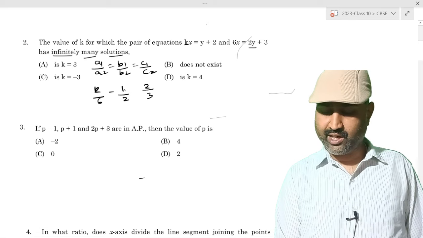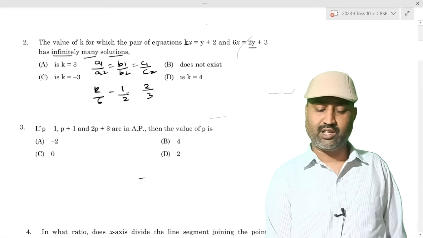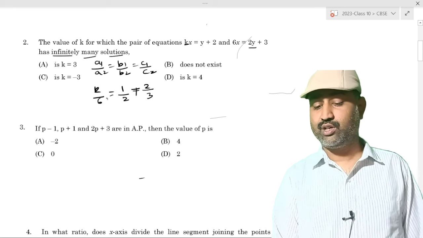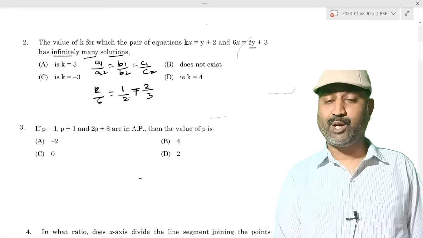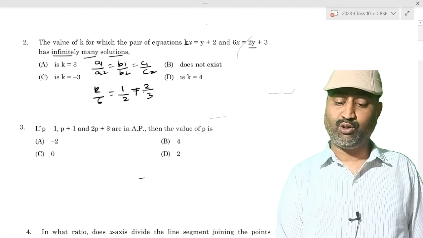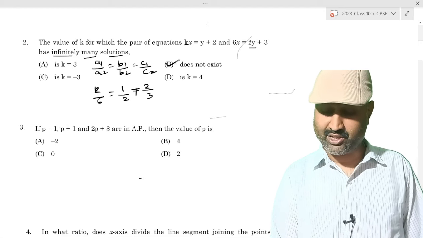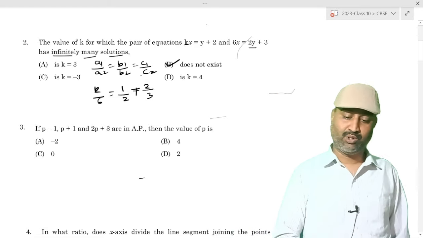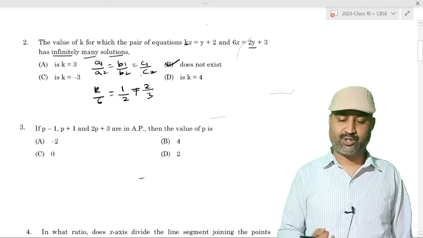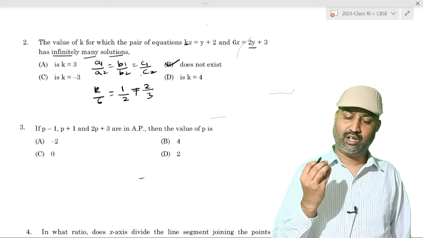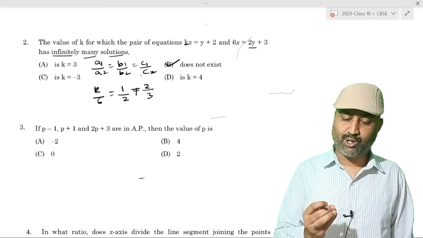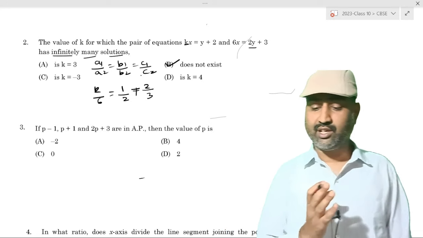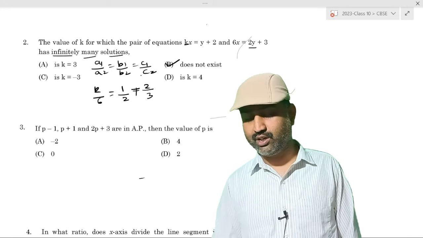You can notice here b1 by b2 are constants, but they are not equal to c1 by c2. Therefore, no matter whatever value of k I choose, b1 by b2 is not equal to c1 by c2. Therefore, a solution does not exist here. No matter whatever value of k I choose, they always have no solutions or unique solutions. Therefore the answer is k value does not exist, option B.